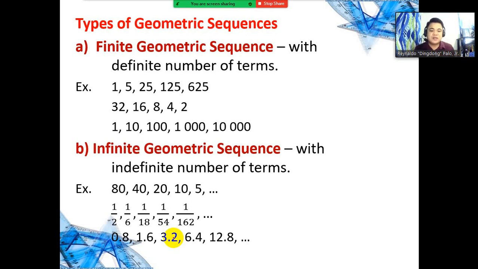Unlike if we say infinite geometric sequence with indefinite number of terms. What do we mean by that? You cannot count the number of terms because the terms are unending and indefinite. Like for example, we are using the ellipsis symbol to indicate that this sequence is an infinite geometric sequence. Same as well with the following. We cannot simply say that there are 5 terms. There are 5 terms shown, but after the last term indicated, there are still infinite number of terms. That's what we mean by that.